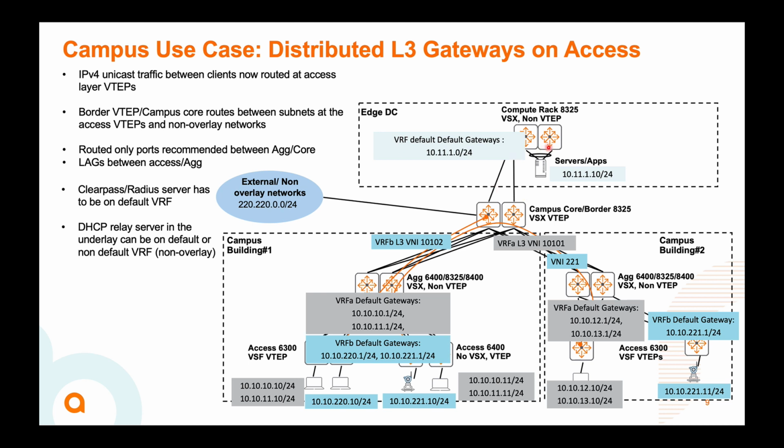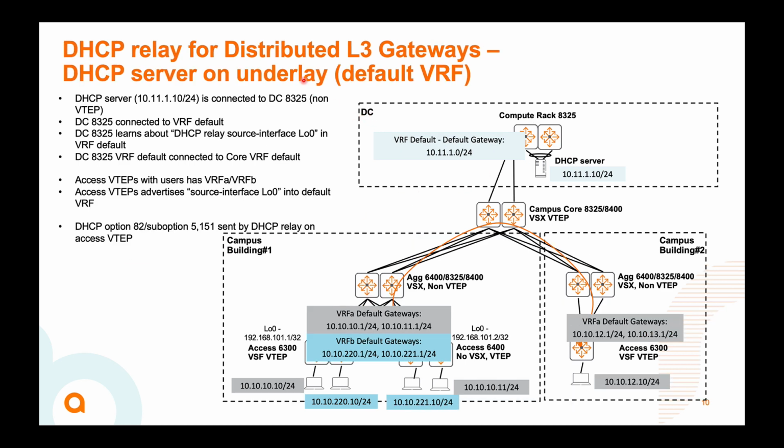The DHCP relay could be in your edge data center, but it has to be placed into the default VRF or a non-default VRF that's not in the overlay. For the DHCP relay on the access switches, we have a DHCP server that's in the default VRF. The access VTEP will basically send the DHCP discovers through the default VRF in the underlay to the DHCP server. So the 6300 or the 6400 access VTEPs, they will advertise their loopback 0 into the underlay, and that will be reachable to the DHCP server. So you need to set your DHCP relay source interface on the access switches. DHCP option 82, sub option 5, and 151 will be sent by the VTEP to the DHCP server.